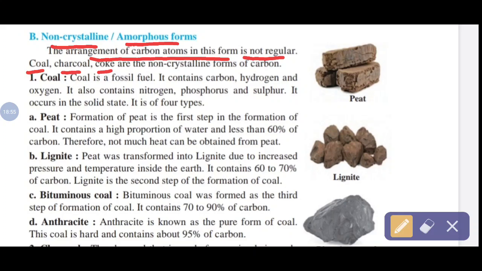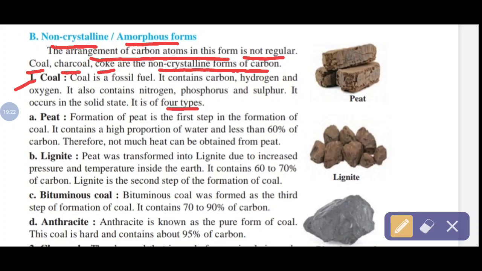charcoal and coke. These are 3 given here. What are the 3 different forms of non-crystalline allotropes of carbon? So coal, charcoal and coke are the non-crystalline forms of carbon. So a question is asked here about coal. What is coal and explain its types.